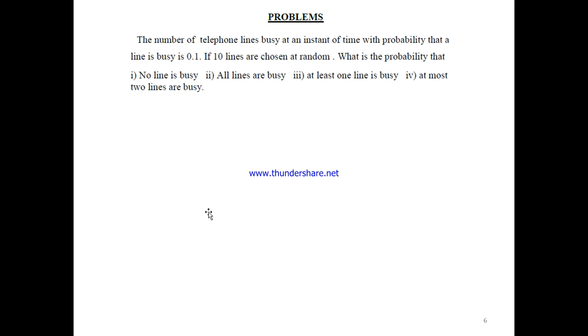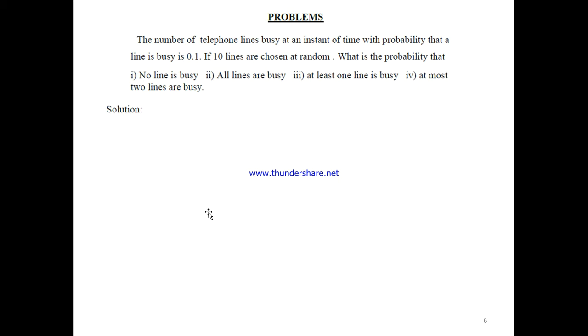Now let us solve a few problems based on the binomial distribution. The given problem is: the number of telephone lines busy at an instant of time, with the probability that a line is busy being 0.1. If 10 lines are chosen at random, what is the probability that, first, no line is busy, second, all lines are busy, third, at least one line is busy, and the last one, at most two lines are busy.